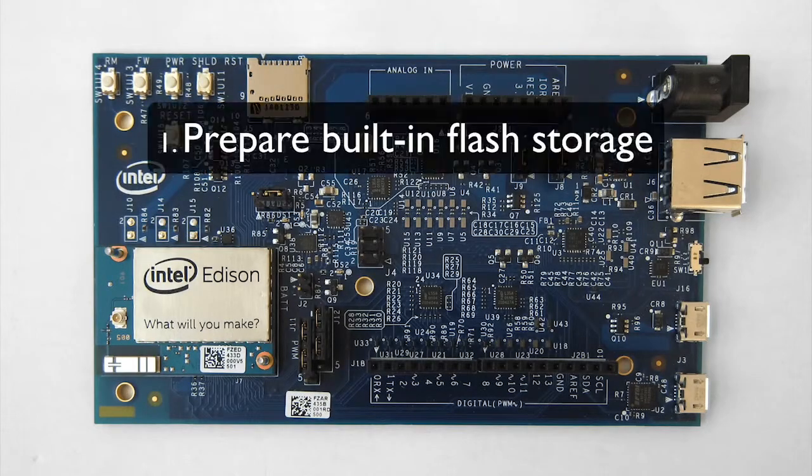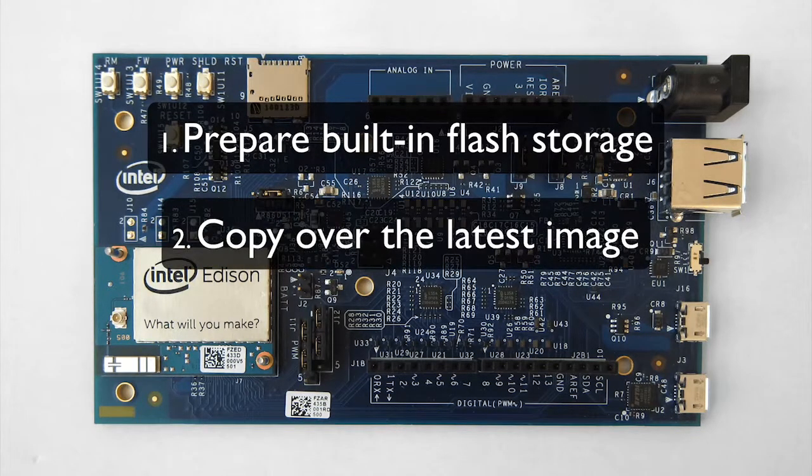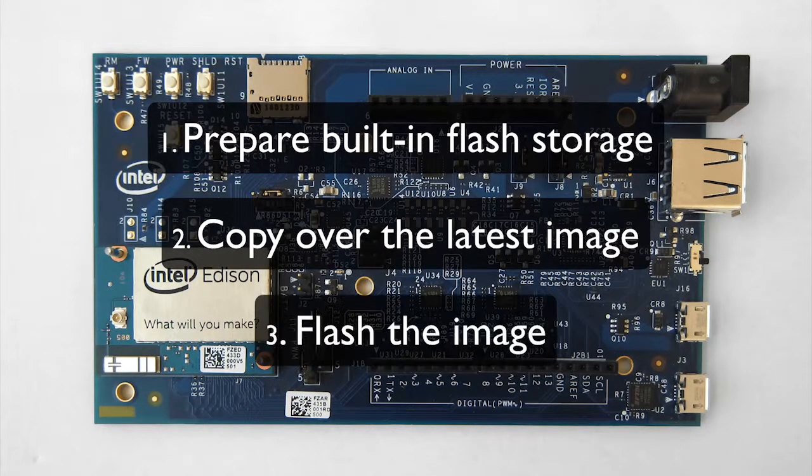There are 3 parts to updating the firmware on the Intel Edison. First, prepare the built-in flash storage by removing all files. Second, copy over the latest image to the board. Finally, run the reboot OTA command directly on the board.